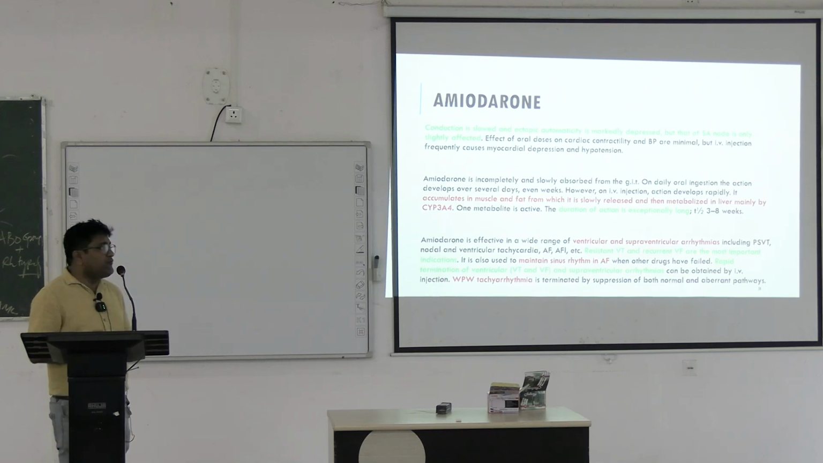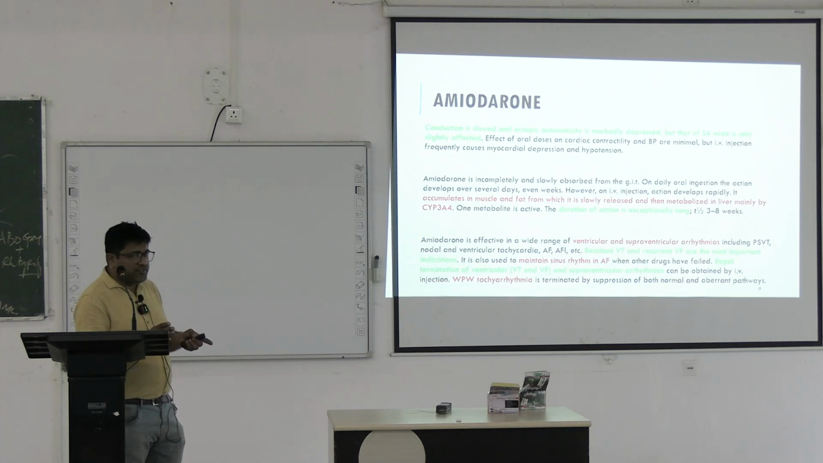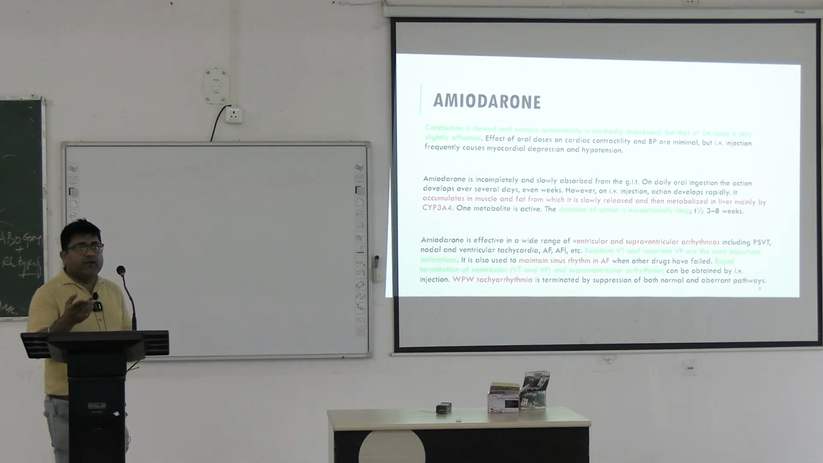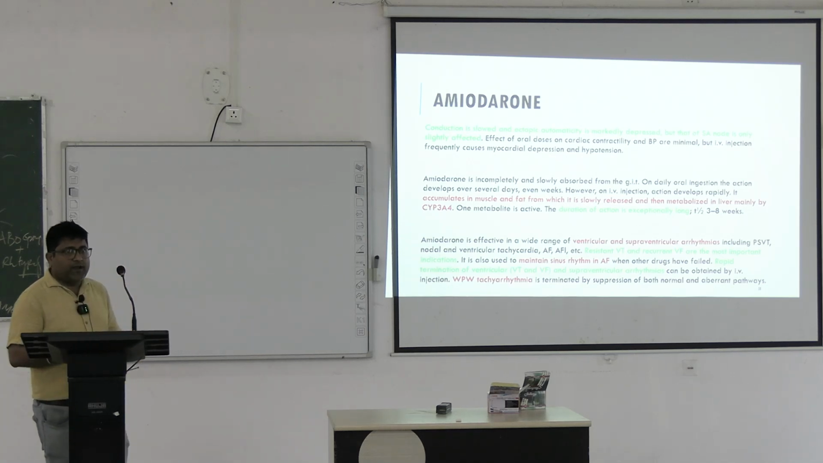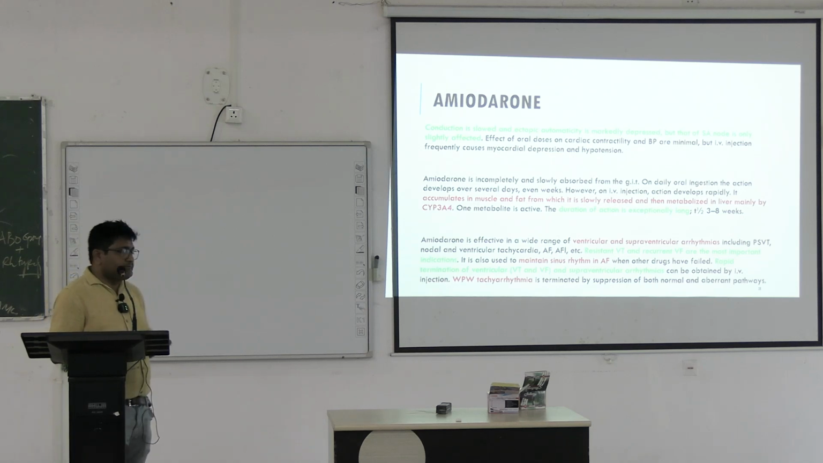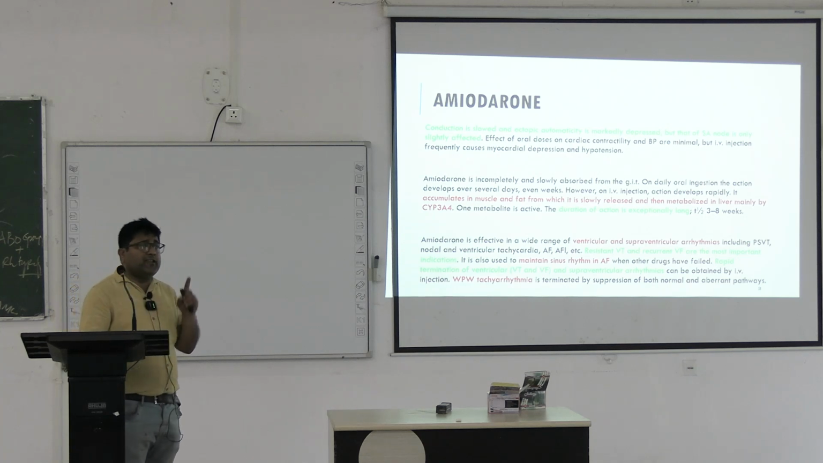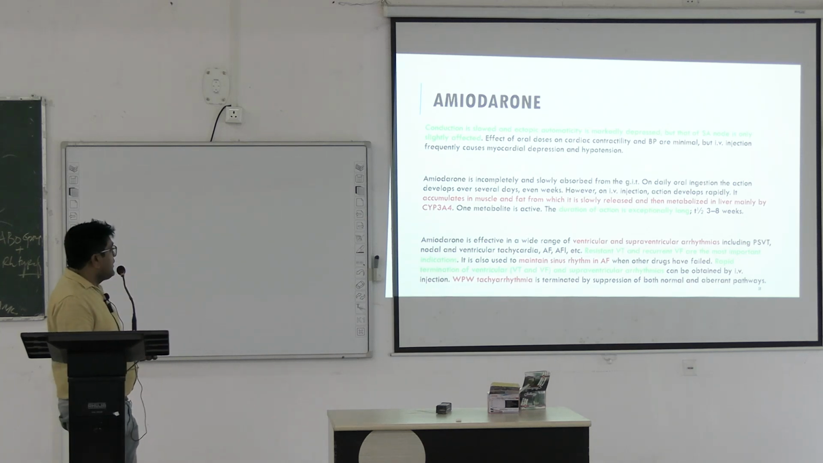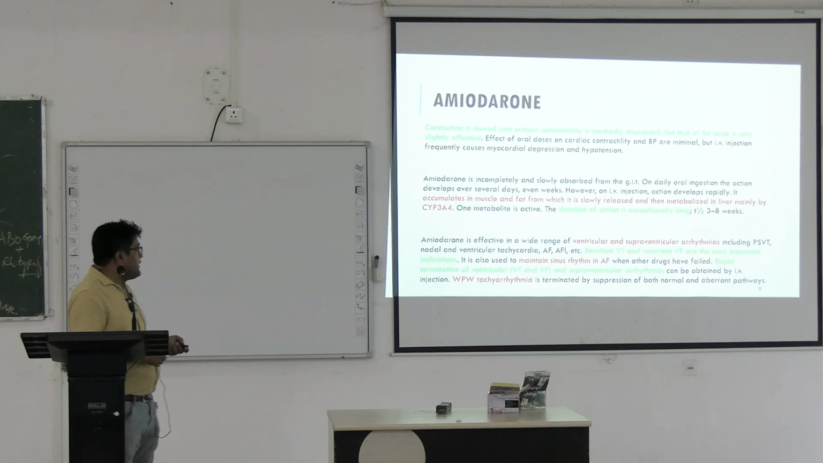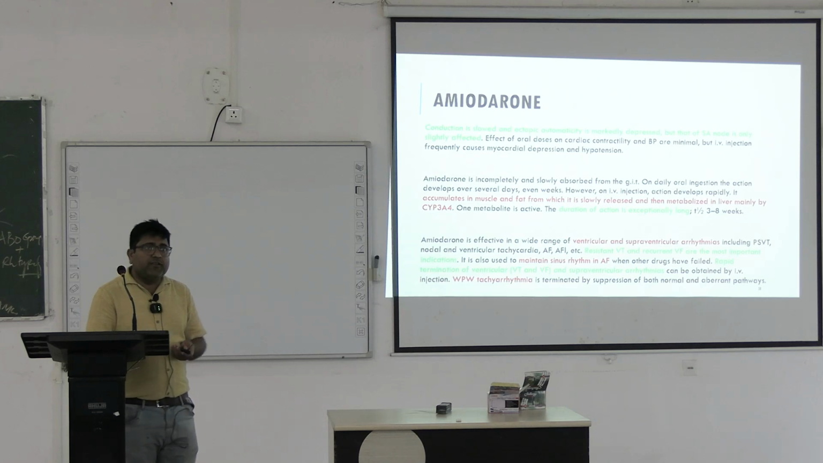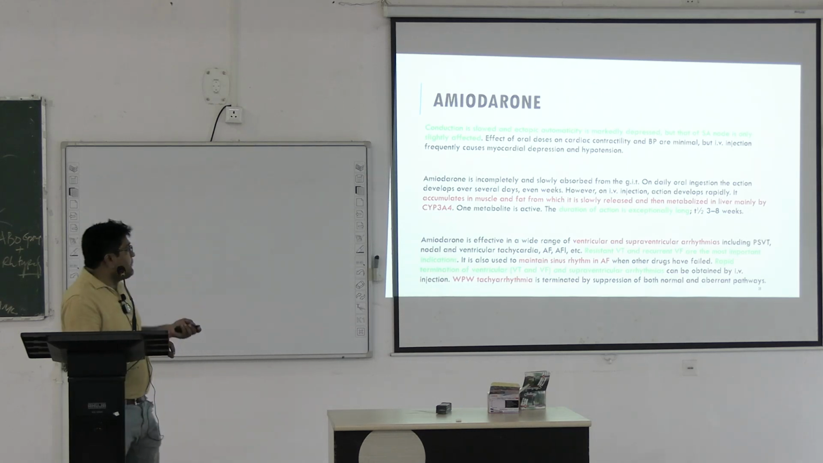Now as it is highly lipophilic, it accumulates in the muscle and fat from which it is slowly released and then metabolized in the liver. So it has a very long half-life, 3 to 8 weeks. So when we give the drug, we have to give a loading dose so that the action can start quickly. It is effective in both supraventricular and ventricular arrhythmias including PSVT, nodal tachycardia, ventricular tachycardia, atrial fibrillation and atrial flutter. Resistant VTs and VFs can be helped with amiodarone.